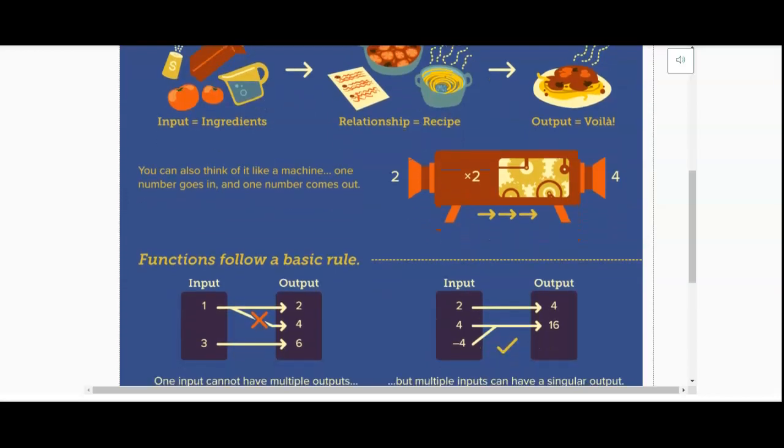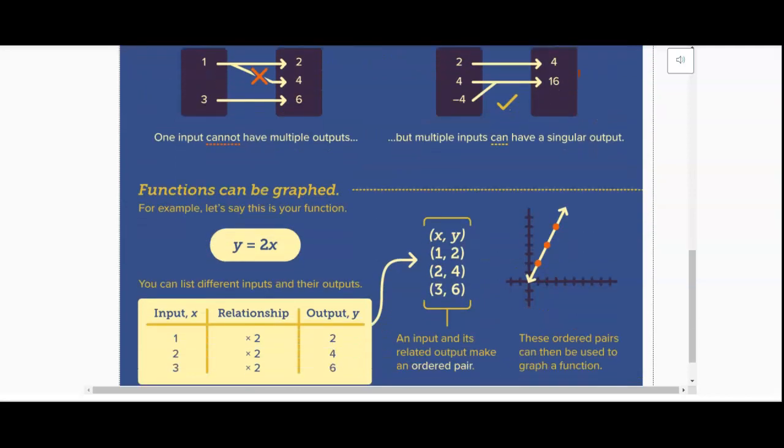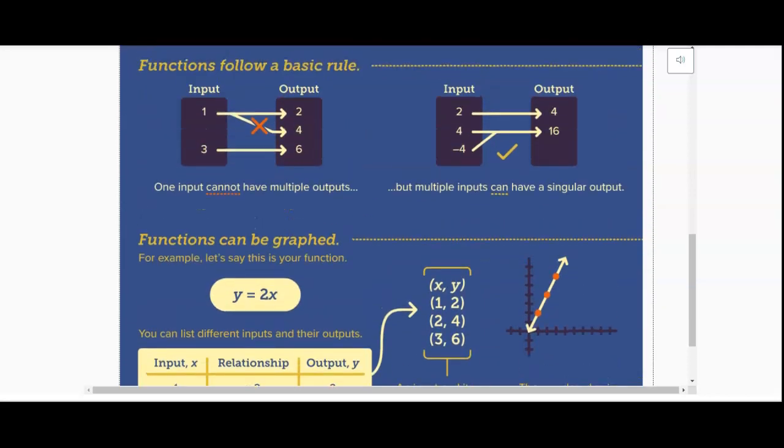You can think of it as a machine too. One number goes in, here's our relationship, multiply it by 2, a number comes out. So functions have one basic rule. One input cannot have multiple outputs. So if I input the number 1, I can't have two numbers come out. However, multiple inputs can have a singular output. So I input these two numbers, but only one number comes out. So as long as only one number comes out per input, then it is a function.